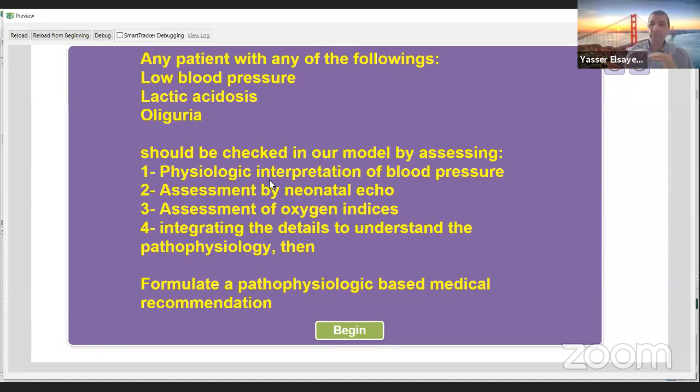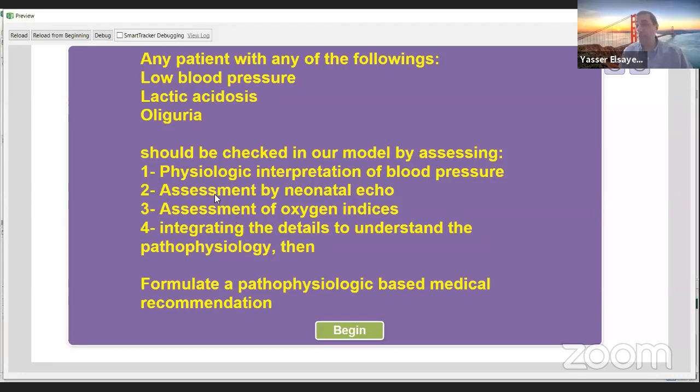So when you look at the blood pressure, we have to understand if the systolic blood pressure dropped, what does that mean? If both systolic and diastolic dropped, what does that mean? If the pulse pressure narrowed, what does that mean? So we'll understand that eventually during this presentation.